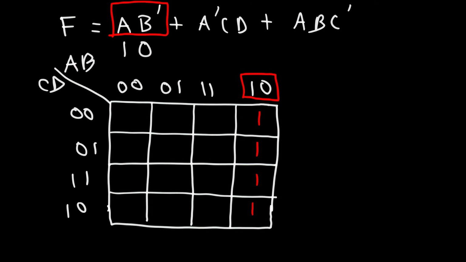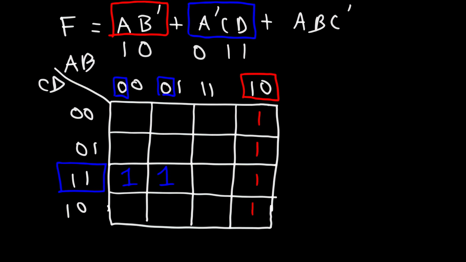Now let's move on to the next term, A prime CD. So let's put the 0 for the complement of A and a 1 for C and D. So notice that C and D is 1 in this region, and A is 0 in the first two columns. So therefore, we have to put a 1 at the intersecting squares.